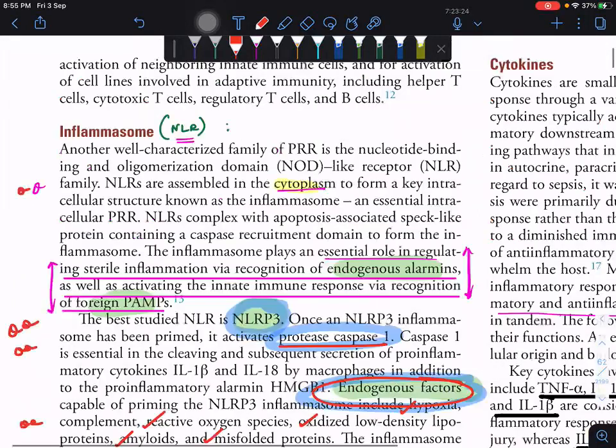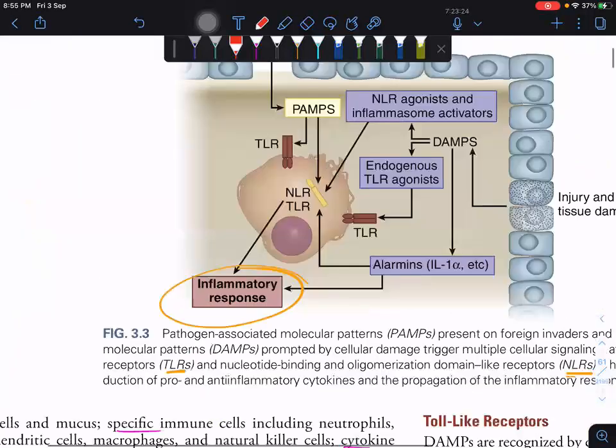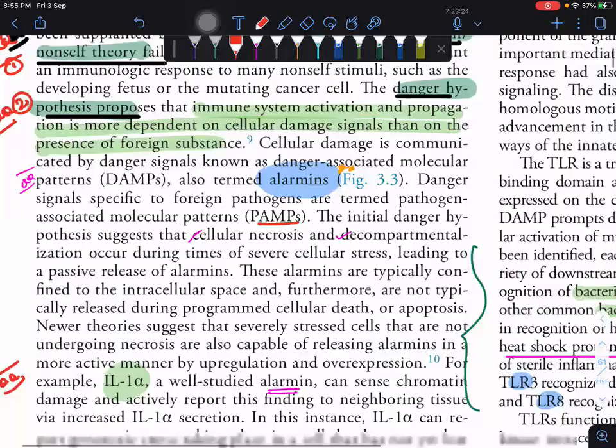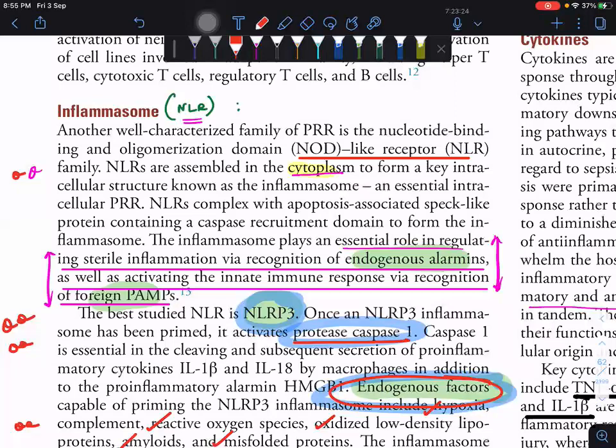Next we come to the inflammasomes. Inflammasomes involve NOD-like receptors, NLRs, which are present and assembled in the cytoplasm. So what is called an inflammasome? These NLRs are assembled in the cytoplasm to form a key intracellular structure known as the inflammasome, an essential intracellular PRR, that is, an intracellular pattern recognition receptor.